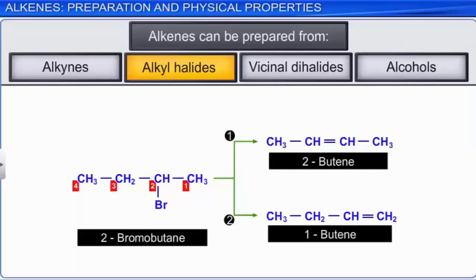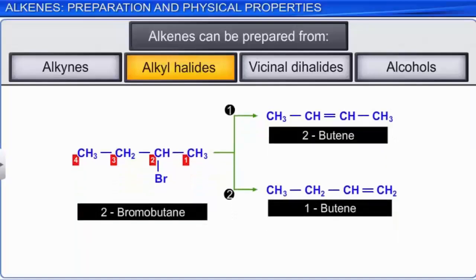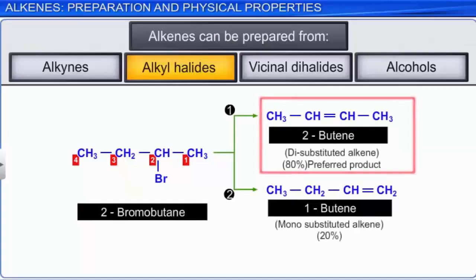Saytzeff's rule states that elimination would predominantly proceed to the formation of the olefin in which the double bond is highly substituted. In other words, the hydrogen atom will be removed from the carbon atom possessing a lesser number of hydrogens.